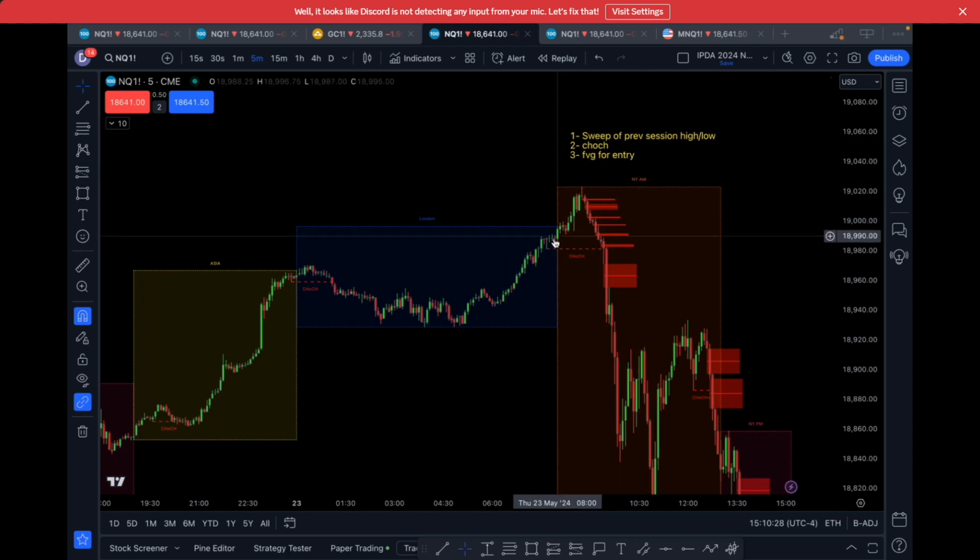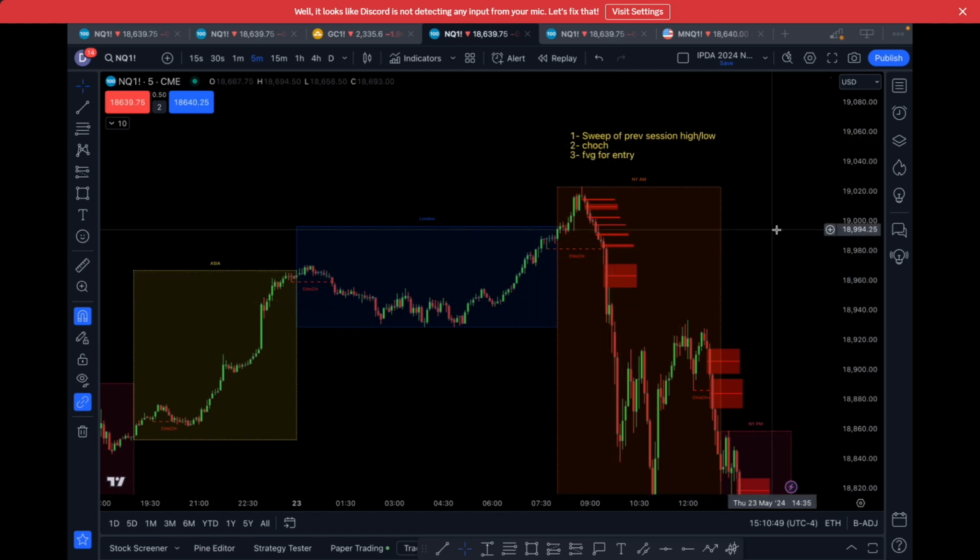So now, New York AM, sweep of previous session high, done. The London high has been swept in this candle, and you will get alerts, guys. The beauty about this strategy is you can get alerts for the sweep, for CHoCH, for FVG, or for the combo of all three of them at the same time. So, sweep of previous session high, step 2, CHoCH, do we have a CHoCH? We got a CHoCH right here. FVG, step 3, do we have an FVG?